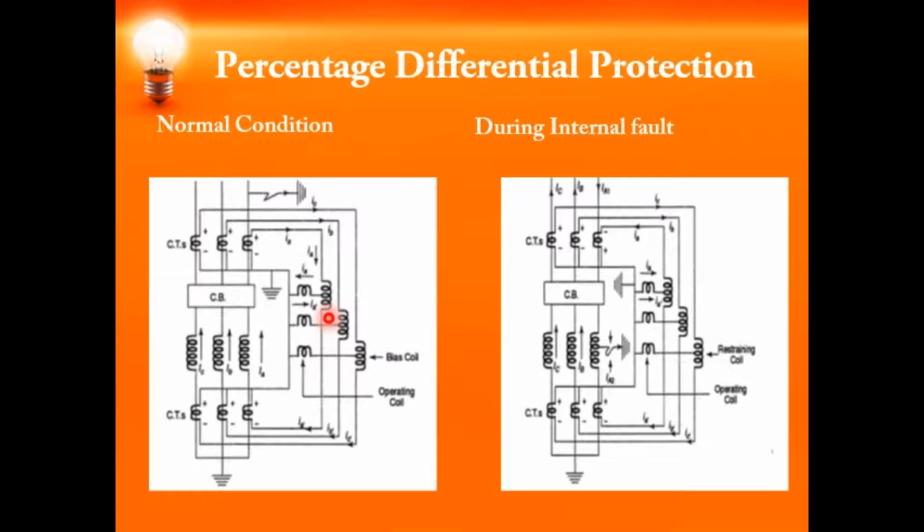In that case, the relay is set to operate not at some pickup value, but at a certain percentage of the through current, that is the average current. This bias coil will be set in terms of its ratio, that is the number of windings, and will be expressed in terms of percentage. The setting of the bias coil varies from 5% to 50%, and that of the operating coil varies from 10% to 100% of the full load current.